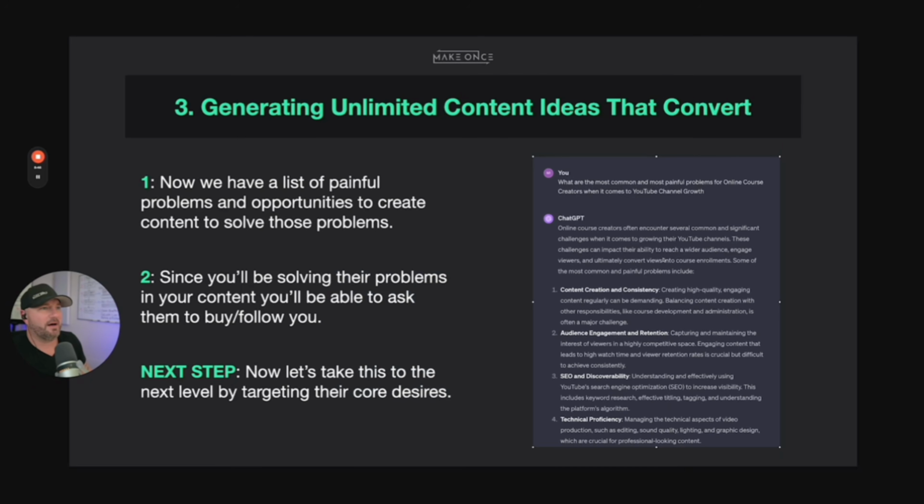But now I know what the most painful problems are. And since we have a list of these problems, now we have opportunities to create content that will solve these problems. This is where we're going to get followers. This is where we're going to get people to buy our stuff. So since we're going to be solving their problems in our content, I'll be able to ask them to buy and follow. Because I've provided value, then I can ask. So the next step is, let's take this to the next level now by actually targeting their core desires.